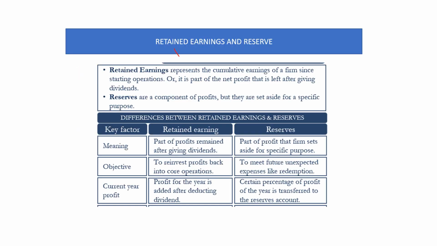Now let us understand the meaning of retained earnings and reserves. Retained earnings represent the cumulative earnings of the firm since starting operations. Agreed? Suppose every year the company is making a net profit of say 10 lakhs. This is the net profit every year the company is making. That means if the company has continued its business for 10 years, then 10 lakh into 10 will be your retained earnings.